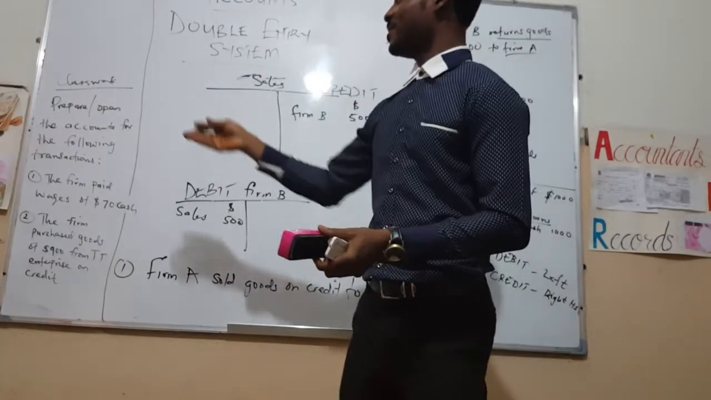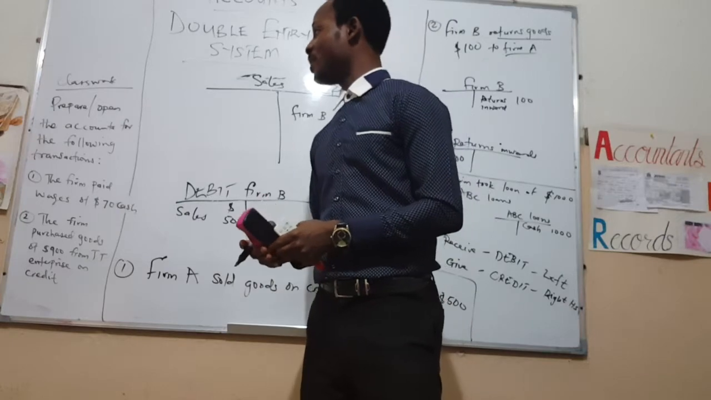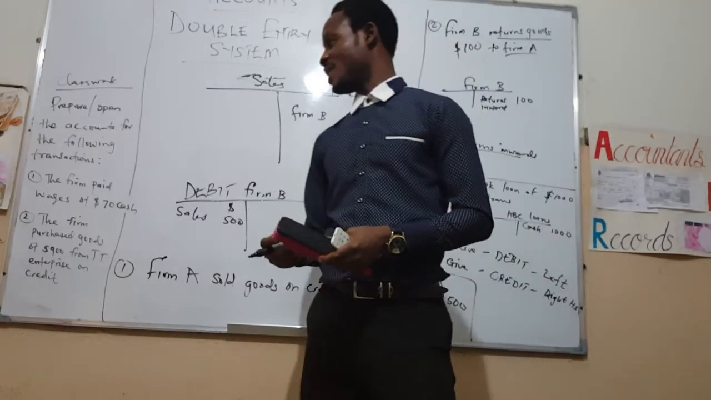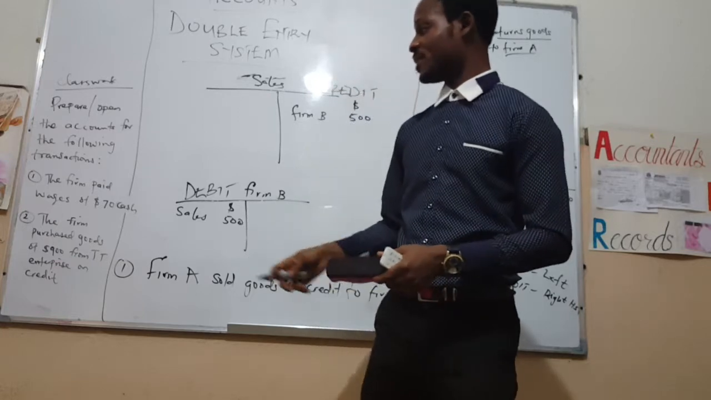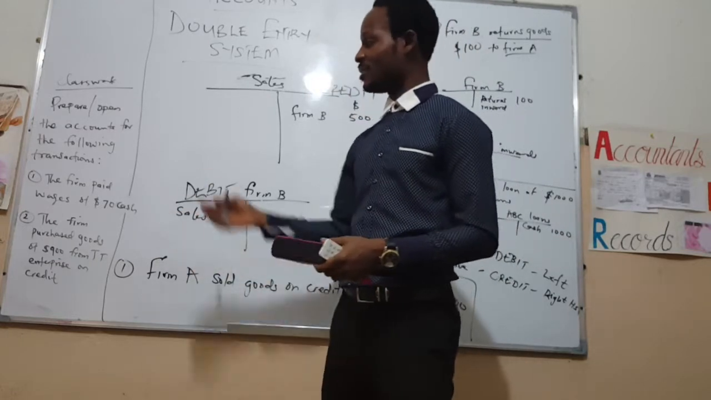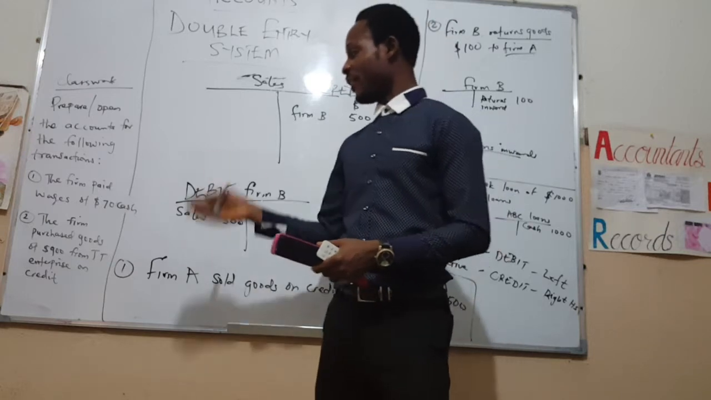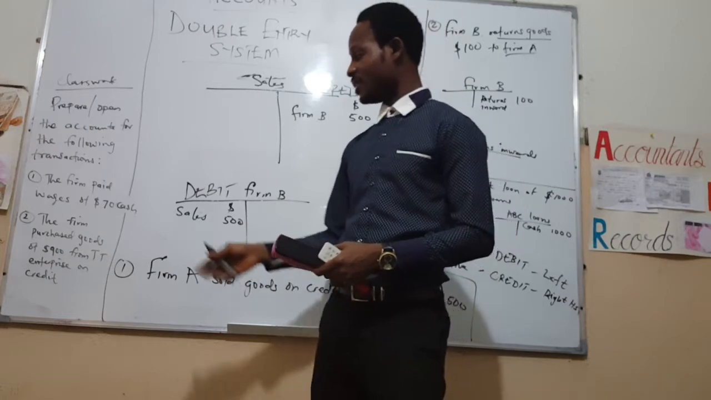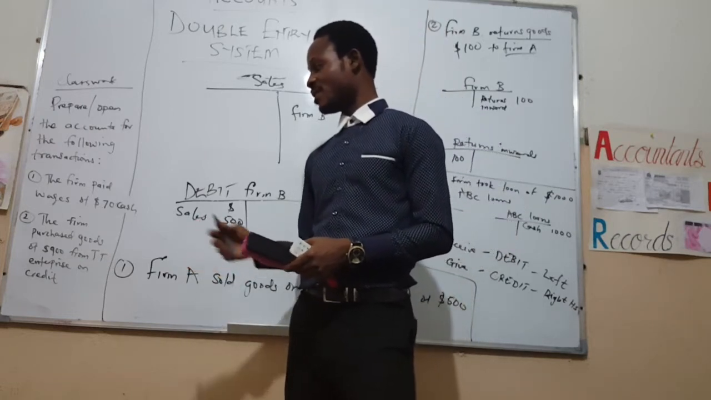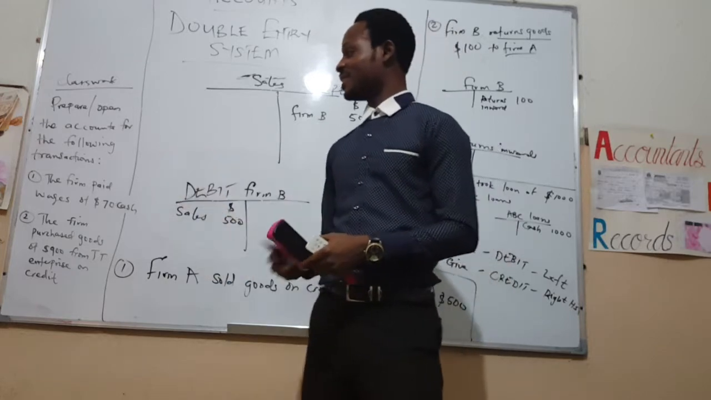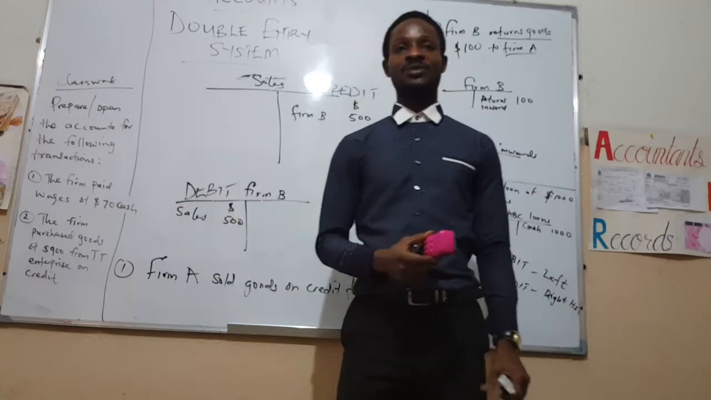Okay, please prepare or open the accounts for the following transactions. The firm paid wages of $70 cash. Open the two accounts for that transaction. Then the firm purchased goods of $900 from TT Enterprise on credit. Please pause and attempt these two transactions.